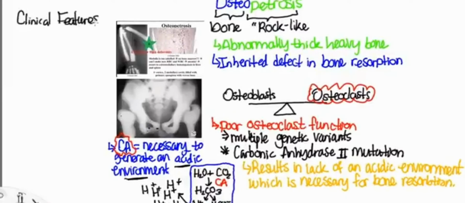The clinical features of osteopetrosis include bone fractures. Remember, although the bone is thick, it's going to be very weak, hence it's more prone to fractures. And this is because there is no proper balance between the osteoclasts and osteoblasts.